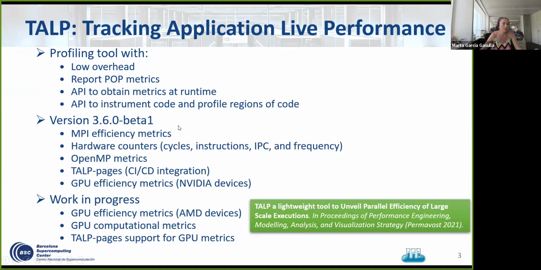The current version collects MPI efficiency metrics, hardware counters, and OpenMP metrics. It also has support for the TALP pages, which is useful for CI/CD integration, and the new thing that I'm presenting today, the GPU efficiency metrics for NVIDIA devices. The work that we are doing now, which will be ready in the following weeks or months, is to add GPU efficiency metrics for AMD devices, GPU computational metrics, and also support for TALP pages for the GPU metrics, which right now are not supported.